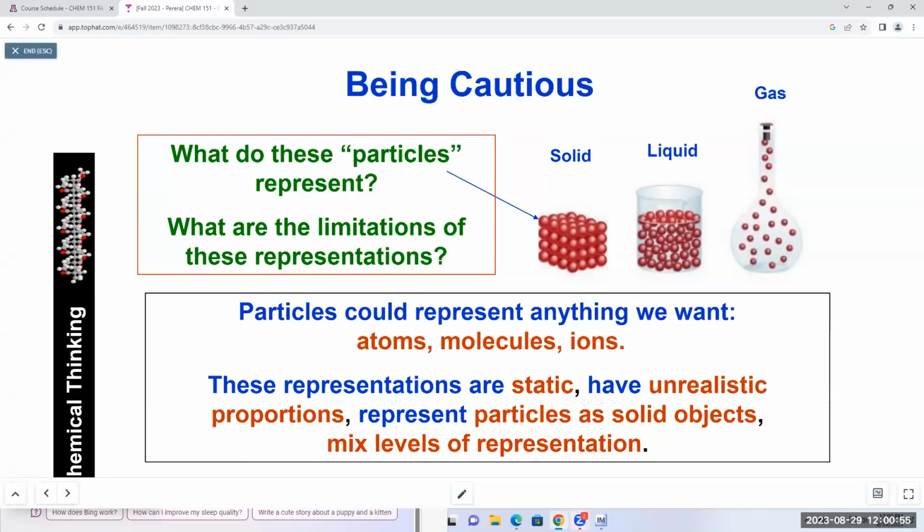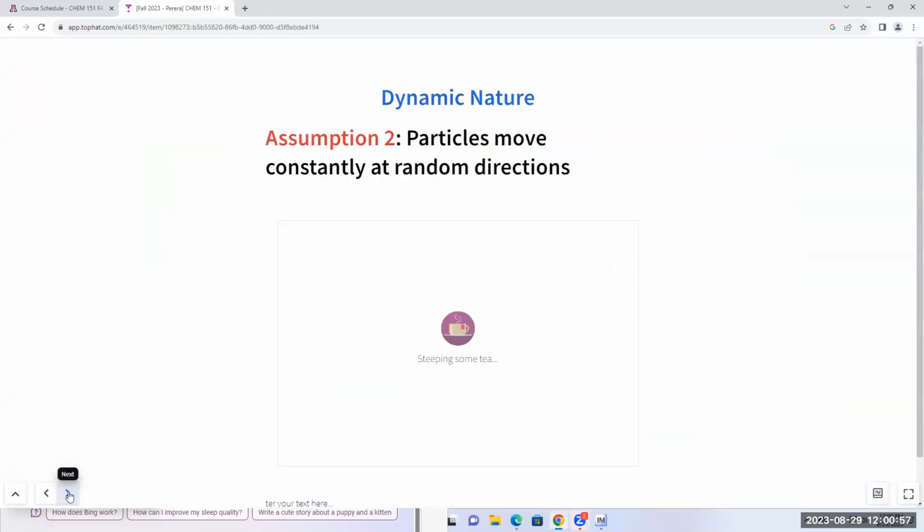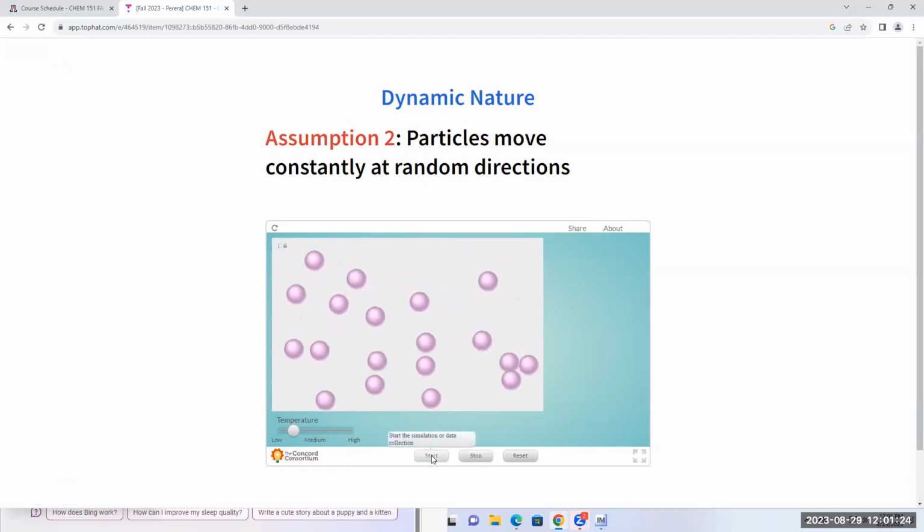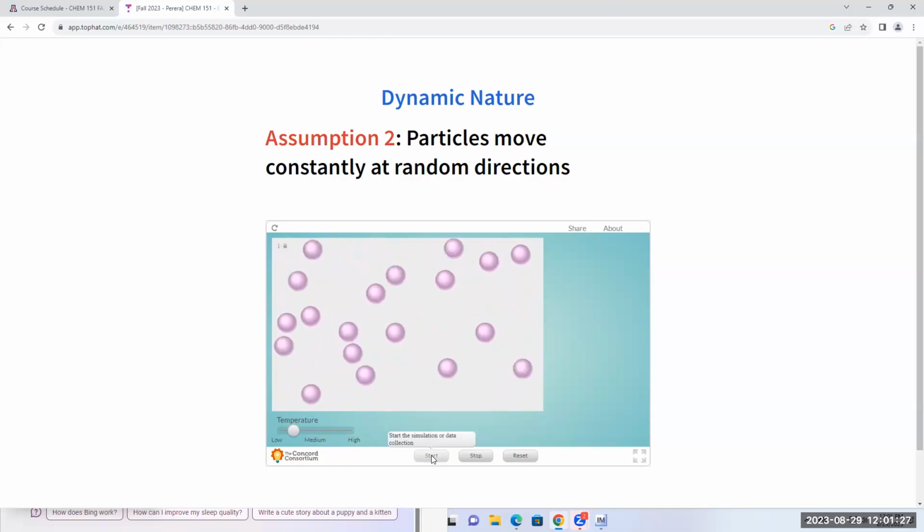Assumption 2 says that these particles move constantly, in other words all the time, in random directions. This is a simulation of the particle model of matter, like a model of a gas. I'm going to start the simulation now. You're not going to see a static picture like this. The particles in the matter are going to be moving all the time like this.